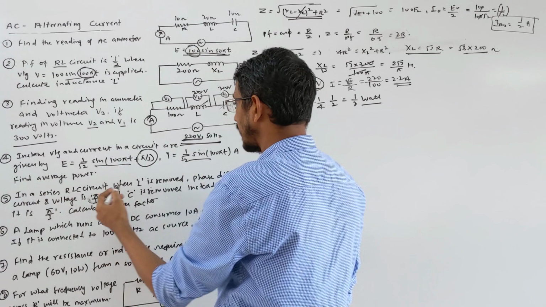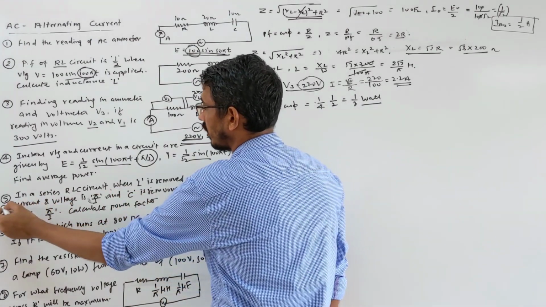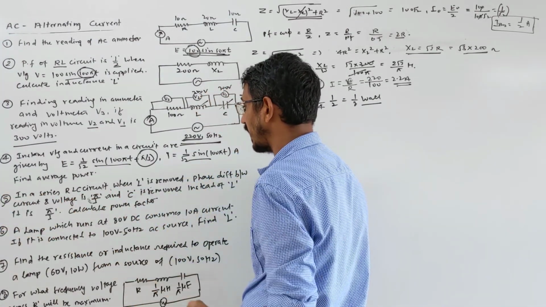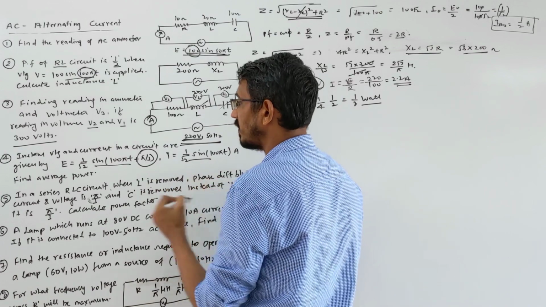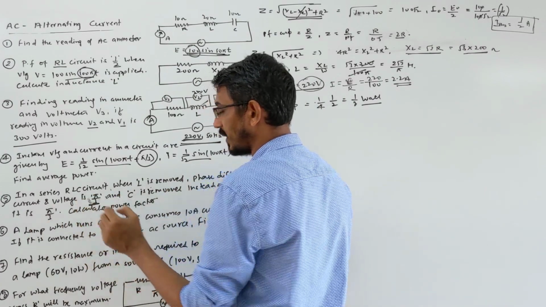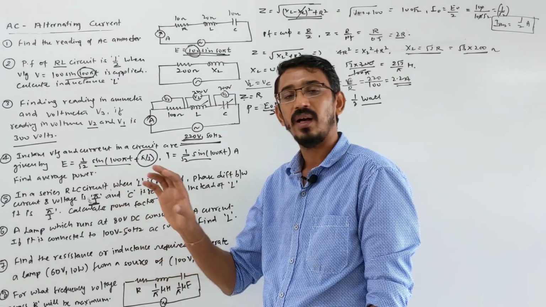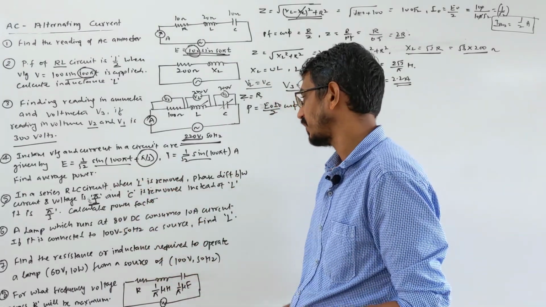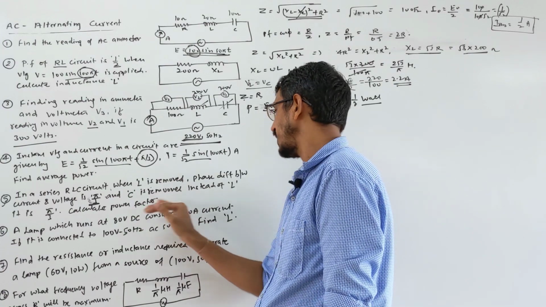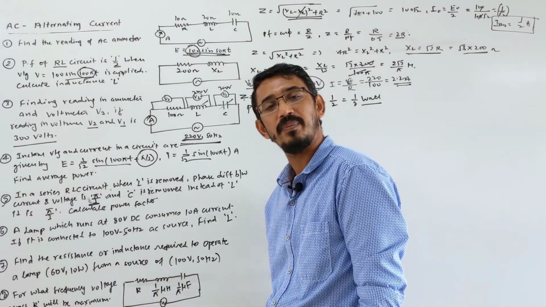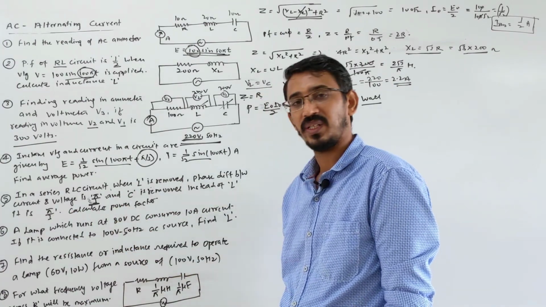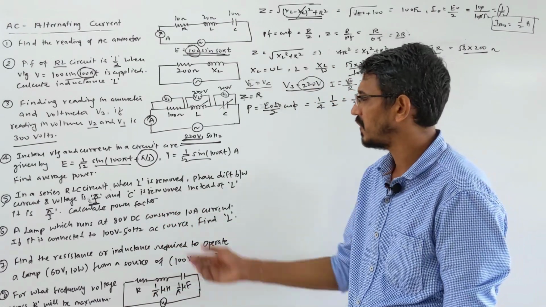In a series RLC circuit, when L is removed, the phase difference between current and voltage is pi by 3. When L is removed, now what is remaining? R and C are there, and this is the phase. And when C is removed instead of L, again the phase difference is pi by 3. Calculate the power factor. This question was repeated 2 times in our exam. It's a very simple question.